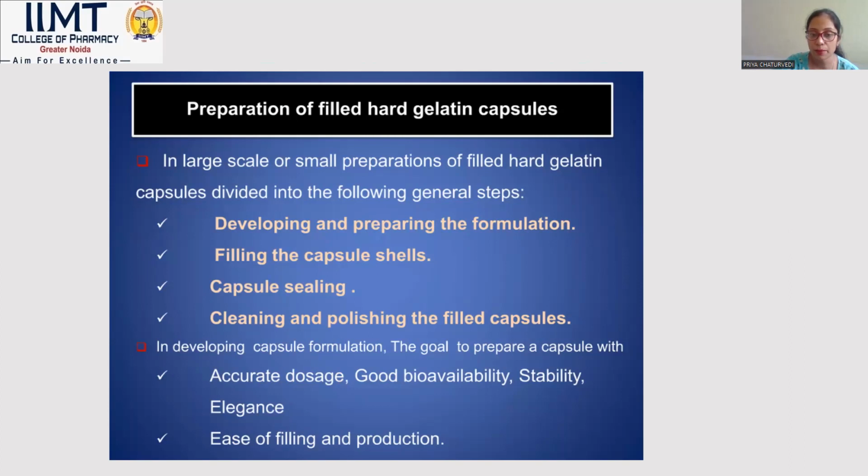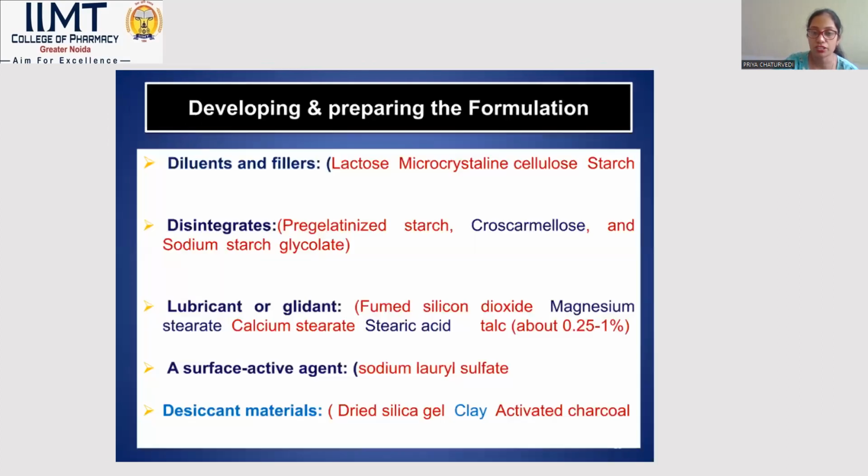In developing the capsule formulation, the goal is to prepare a capsule with an accurate dosage, good bioavailability, stability, elegance, and ease of filling and production. Now, what are the components in developing and preparing the formulation? So first comes the diluents or the filler.